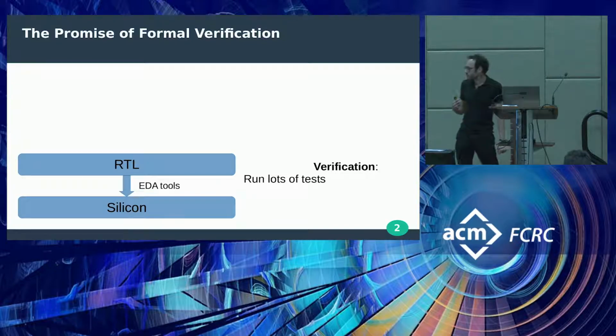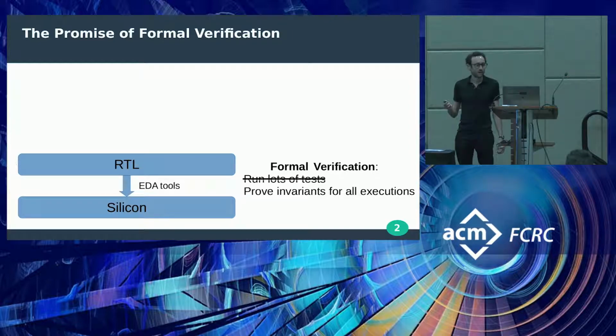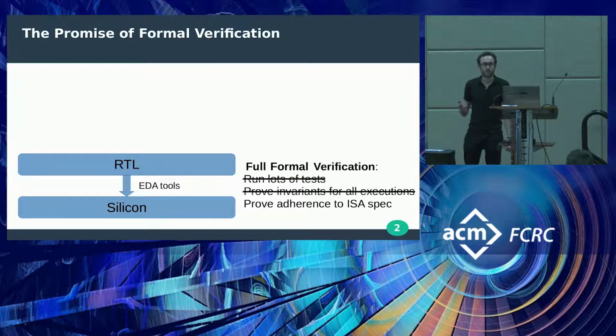So the story that we're used to in building hardware is that we do verification, but I've learned this word just means run lots of tests most of the time. But sometimes we do formal verification, which means we're able to prove invariance for some executions. And what I'm more used to doing is what I would call full formal verification, where we actually prove complete adherence to the spec of an instruction set, to the level where we can actually know that, say, you run some function in machine code and it gives you the correct answer running on your processor.